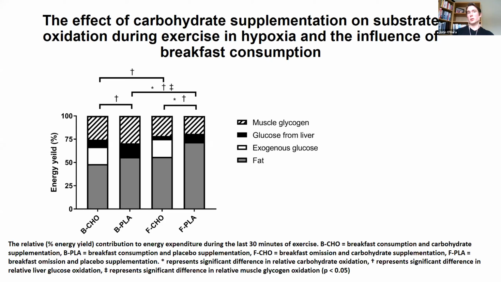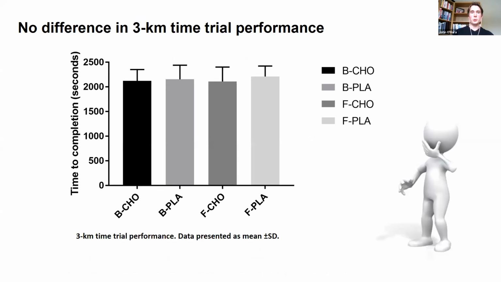So essentially it made no difference to whether we consumed breakfast or not. But what's also interesting is we observed a liver glycogen sparing effect when supplementing with a carbohydrate, which may have implications for endurance performance. And what also is nice about this study is we tagged on the 3-kilometer time trial performance at the end, which allowed us to quantify exercise performance.